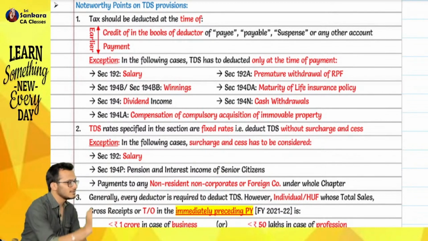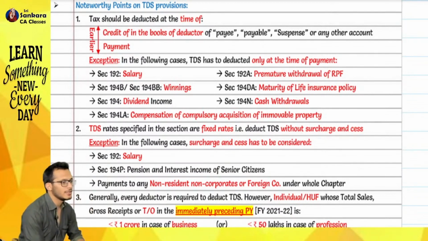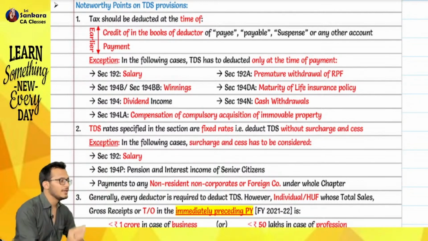Whatever rate I give you, that is the rate you will deduct TDS on. Don't add any kind of surcharge. Don't add any kind of cess. If I tell you the rate is 10%, deduct at 10%.